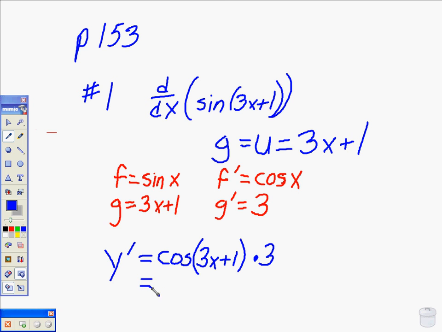And if you look in the back of the book, I'm sure, I guess I haven't looked, but I'm just sure that they're going to write that 3 out front, because that's the way we normally would write it. But as I've said many times in class, you don't have to write it like that. You want to leave it like this, cosine of 3x plus 1 times 3. That's just fine. Just make sure you put your parentheses on what's inside the cosine. Okay, that was problem number 1.